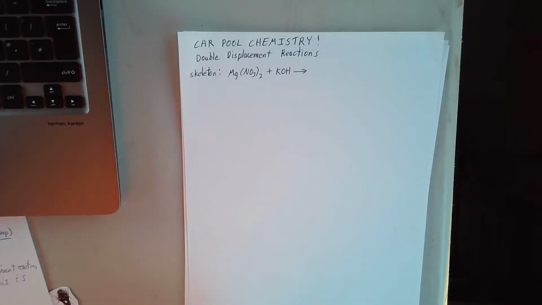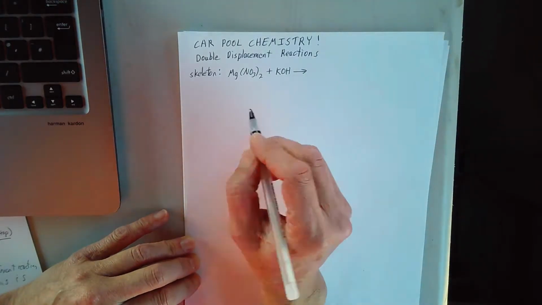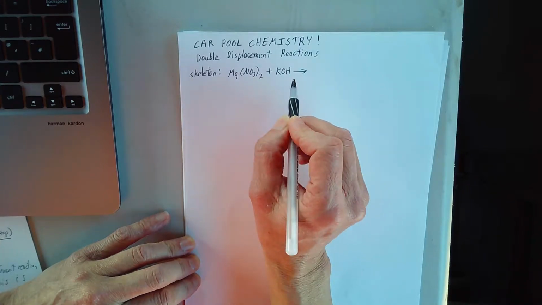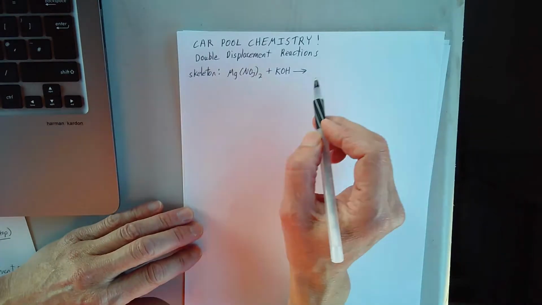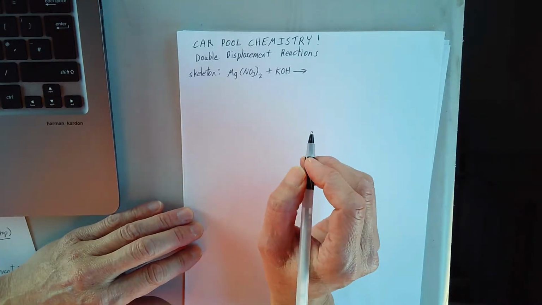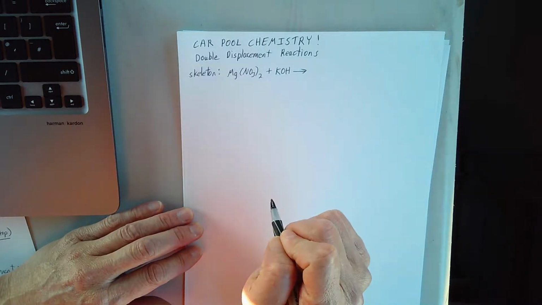carpool chemistry. Today we're going to take a look at some double displacement reactions. Let's say you have a reaction between magnesium nitrate and potassium hydroxide. On the surface, you may ask yourself, what do these two compounds form when they react together? Well, knowing that it's a double displacement reaction, you can figure it out.